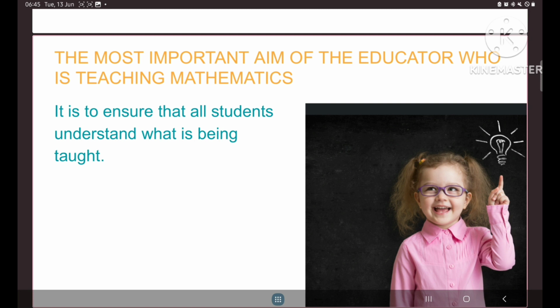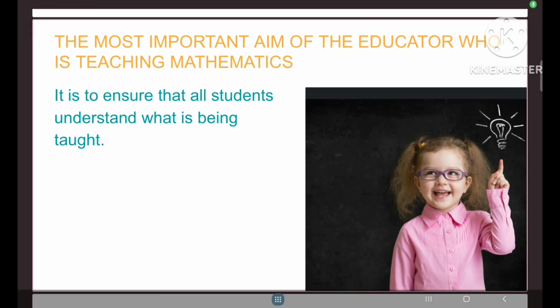The most important aim. What is the most important aim of the educator who is teaching mathematics? It is to ensure that all students understand what is being taught.